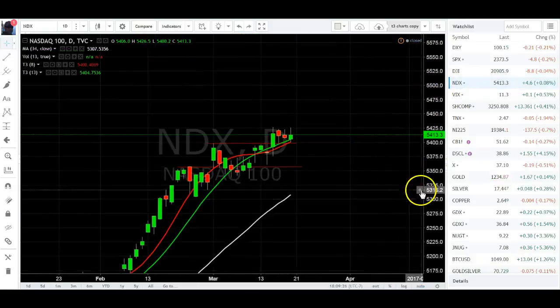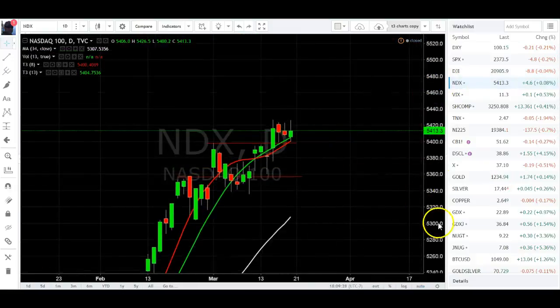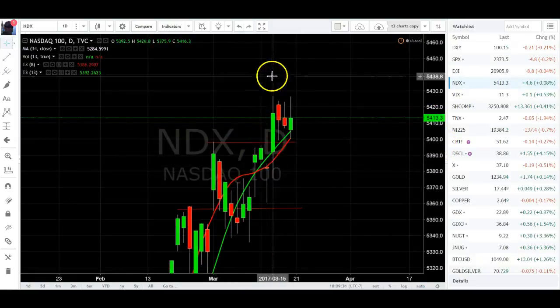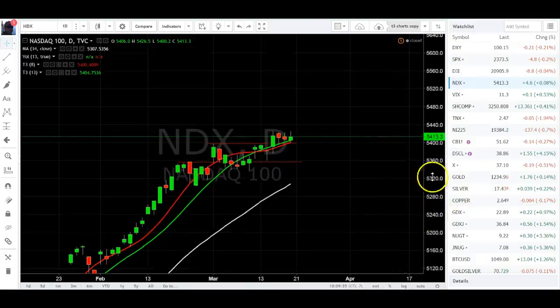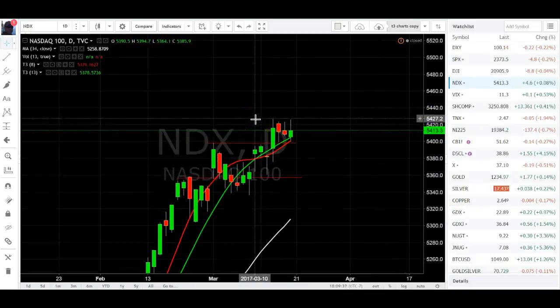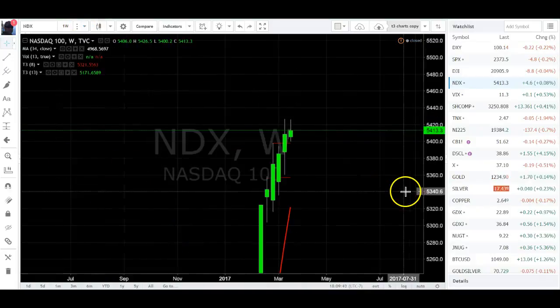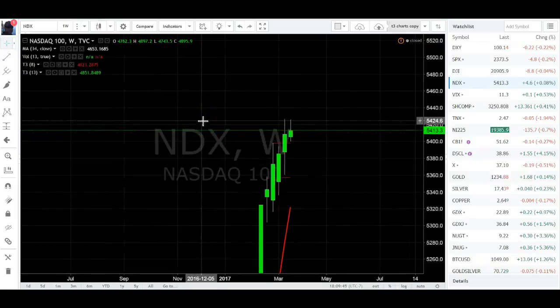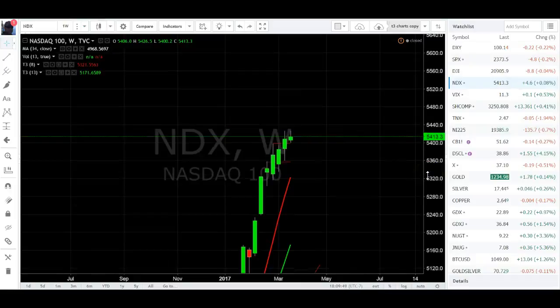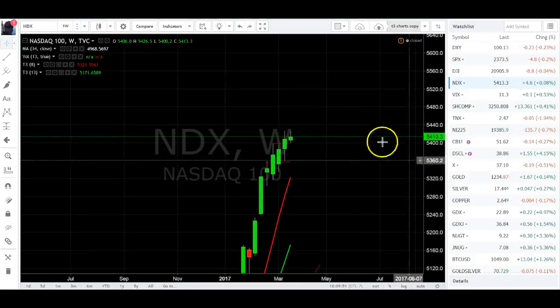NASDAQ, still having trouble after that last breakout. Still holding support pretty nicely. Came back into previous highs again. We do have a double top working on NASDAQ on the daily. Double top working on the weekly. So that has to be taken out, or it's going to be looming the whole time.